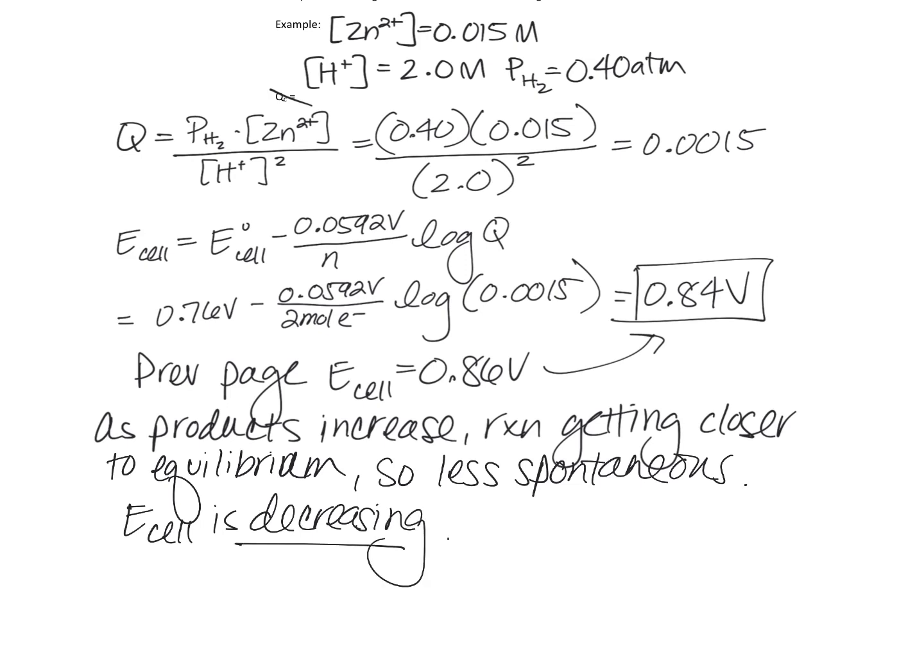You should know that at equilibrium, delta G is 0, which also means E cell is 0. There is no spontaneity left. The battery is dead. It's going nowhere, so it's spontaneous in neither direction.